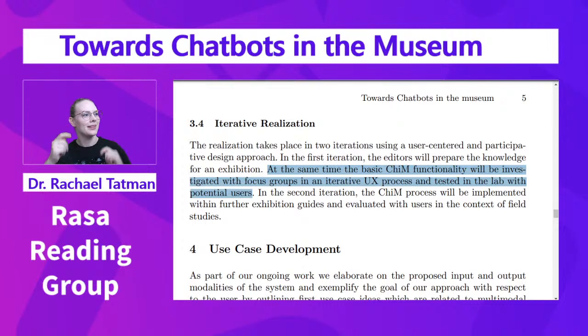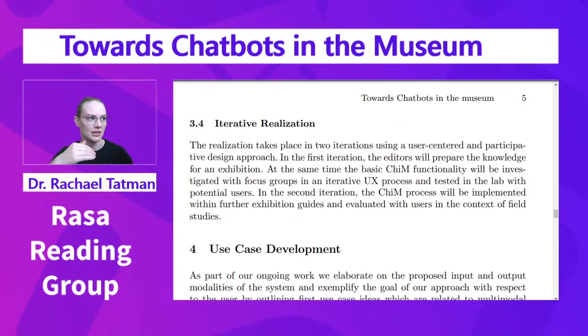Yes, we love to see it. Getting in front of users ASAP. Fantastic. In the second iteration, the CHIM process will be implemented within further exhibition guides and evaluated with users in the context of field studies. All right, so they're doing a little mini thing for one exhibition. They're immediately getting user feedback, immediately doing UX studies. Love to see that. And then once that's working, it'll be expanded further.